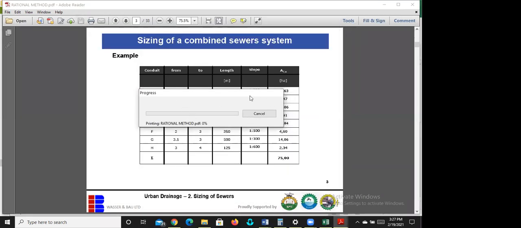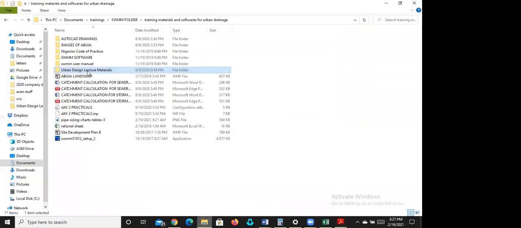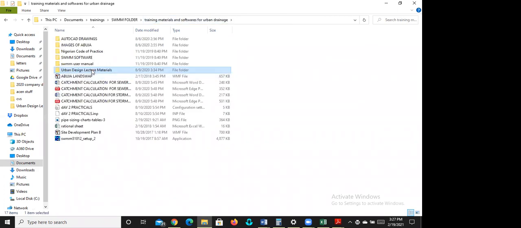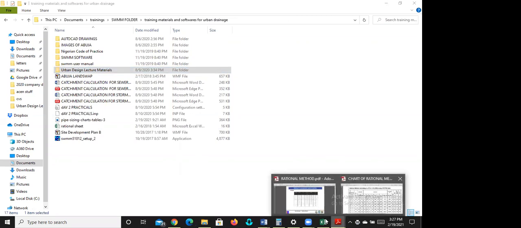So just take a look at this chart again. Open the file so I can be looking at it on your screen. Under Urban Design Lectures, then you go to Rational Method. Open the Rational Method, and then you see a chart of Rational Method. You open it. So I've opened two PDFs, Chart of Rational Method and the Rational Method. Open the two. So back to my Excel.